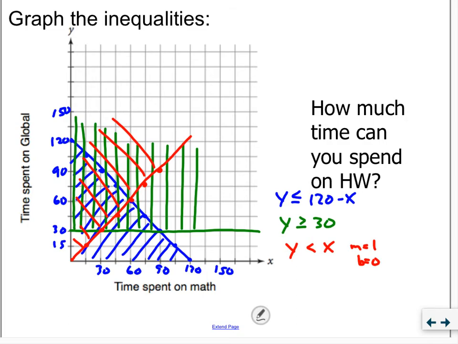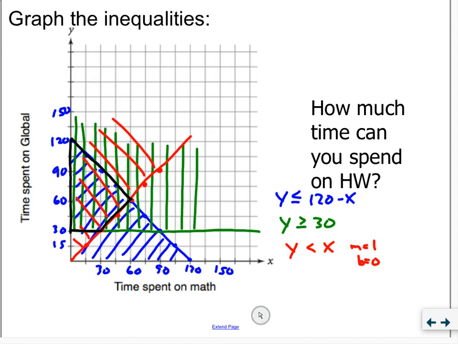Holy cow, we have a triple shaded region going on here, my friends. Here is where our solution is. I'm going to outline it in black. Anything in that region is considered a solution.